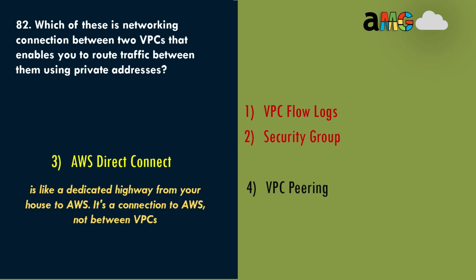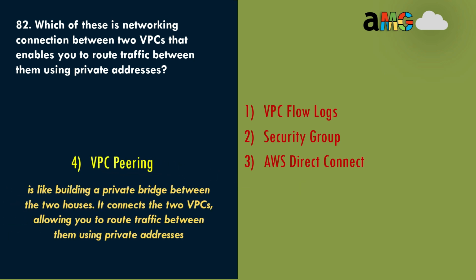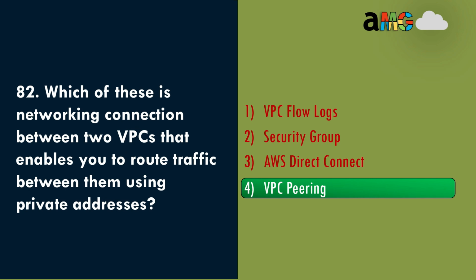AWS Direct Connect is like a dedicated highway from your house to AWS. It's a connection to AWS, not between VPCs. Okay, so this is also the wrong answer. Lastly, option 4, VPC peering, is like building a private bridge between the two houses. It connects the two VPCs, allowing you to route traffic between them using private addresses. So our option 4 becomes the correct answer.